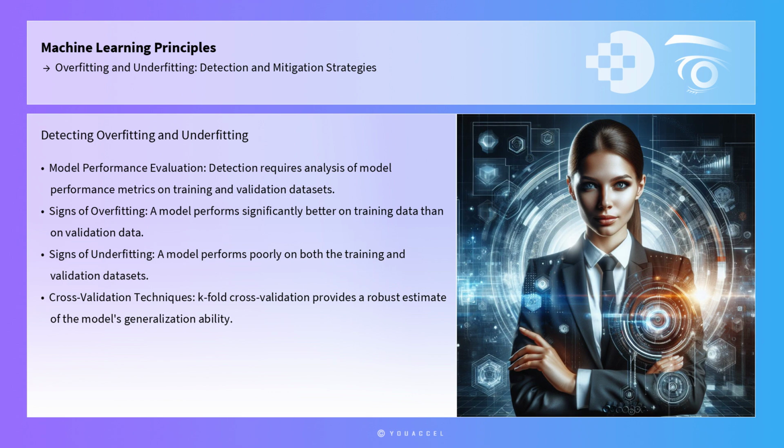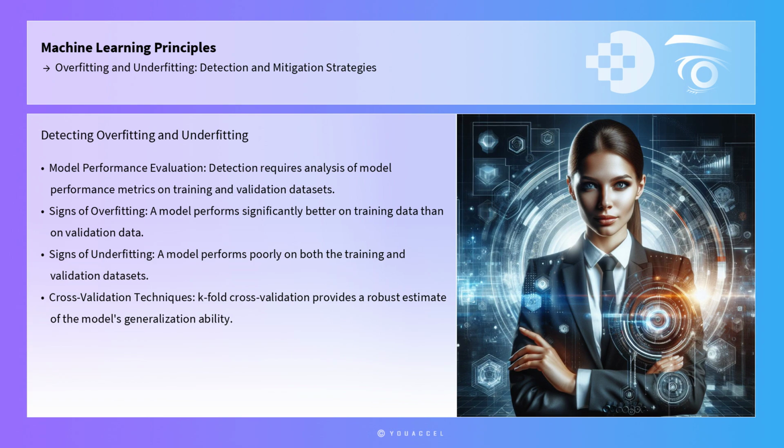Detection of overfitting and underfitting requires careful analysis of model performance metrics. One of the most straightforward methods is to evaluate the model's performance on both the training and validation datasets. If a model performs significantly better on the training data than on the validation data, it is likely overfitting. Conversely, if a model performs poorly on both datasets, it is likely underfitting.